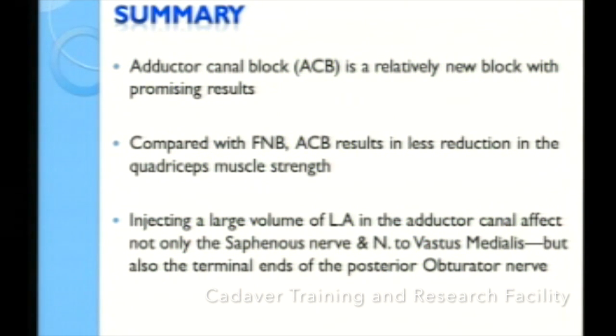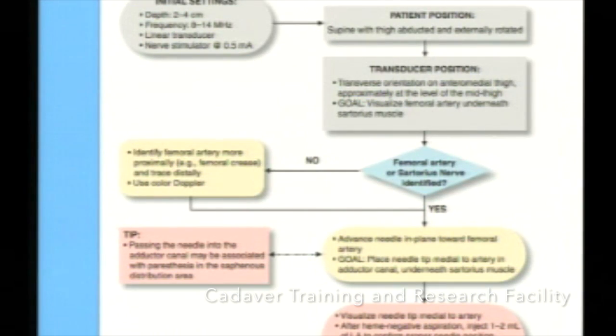Injecting a large amount of local anesthetic in the adductor canal affects not only the saphenous nerve but also the nerve to vastus medialis and the terminal ends of the posterior obturator nerve. So, this block is very important in relieving pain in knee surgery. So, this is the summary.